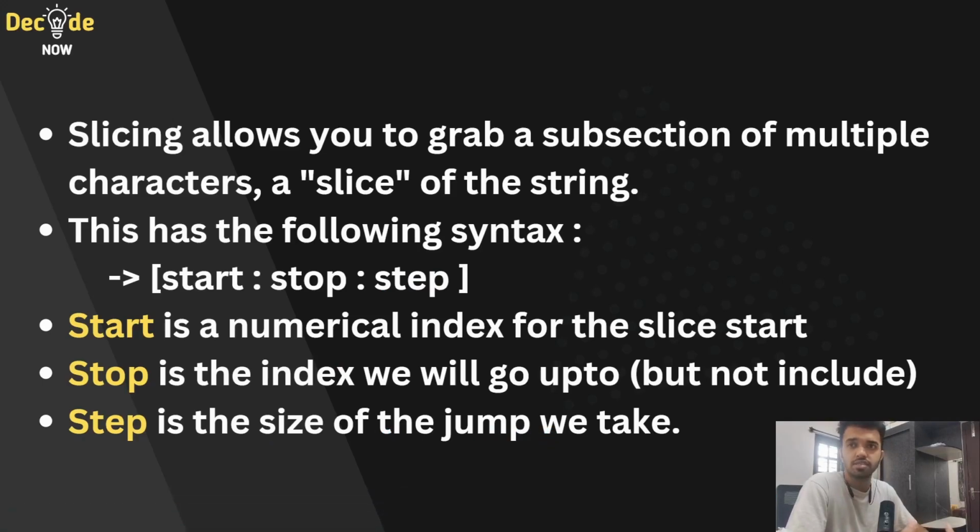So if we have a string hello, it will go from H to E, E to L, L to L, and then to O. But if we mention that step size as 2, then it will skip a character in between. It will go from H directly to L. It will be skipping E. So similarly, we can mention any other value here, and it will skip those many characters in between, and give us the rest of the values.